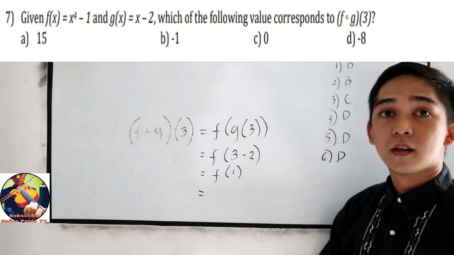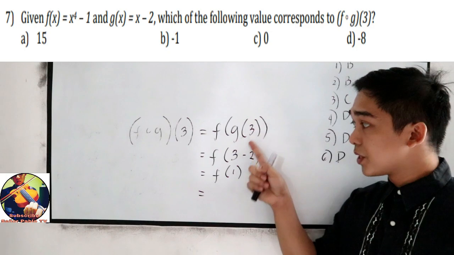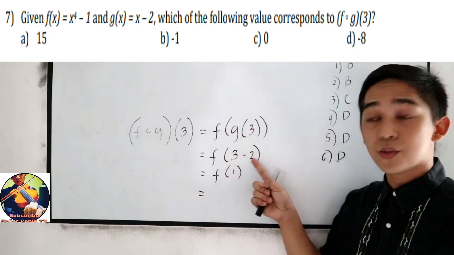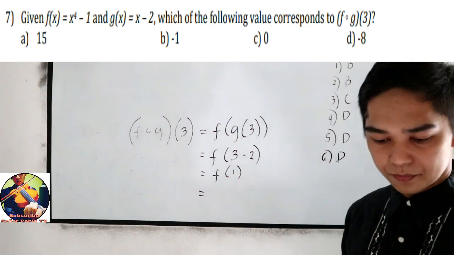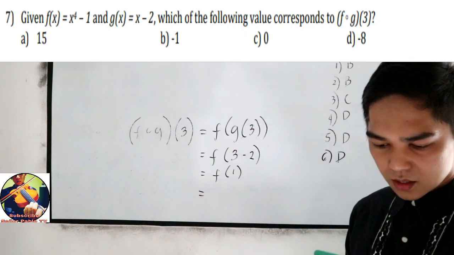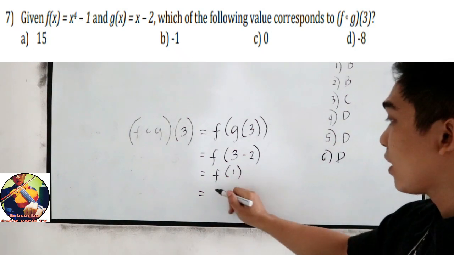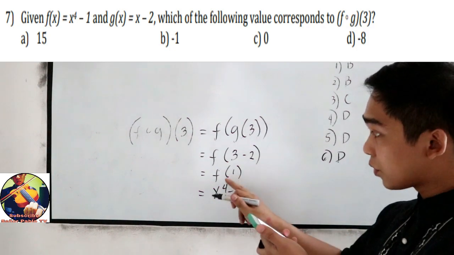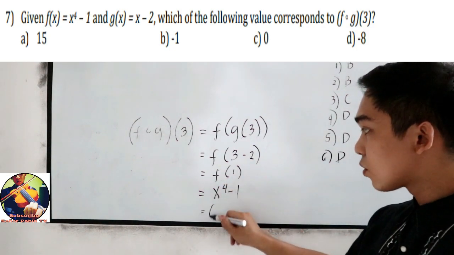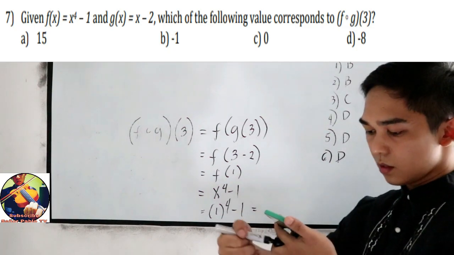Okay. Just change the x to our value, which is 3. So 3 minus 2, that is 1. Now let us find f of 1. In number 7, f of x is equal to x raised to 4 minus 1. So we're going to find f of 1. So 1 raised to 4 minus 1.